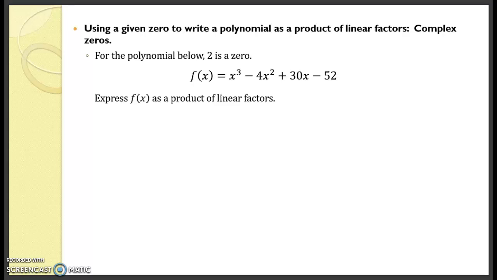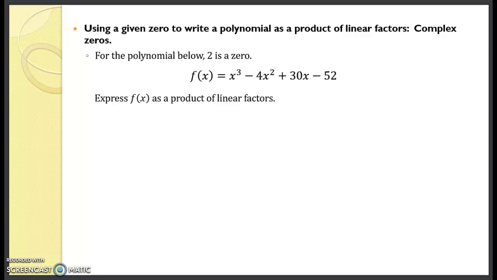Hey everybody! This video will go over the topic using a given zero to write a polynomial as a product of linear factors given that it has complex zeros. So this is very similar to one that is talked about in the previous section, and I have a video on that, using a given zero to write a polynomial as a product of linear factors, when we're just talking about real zeros. But right now we have a possibility of getting complex zeros. So how is this different?